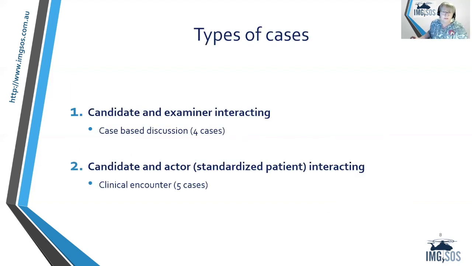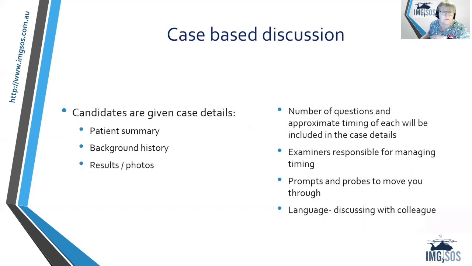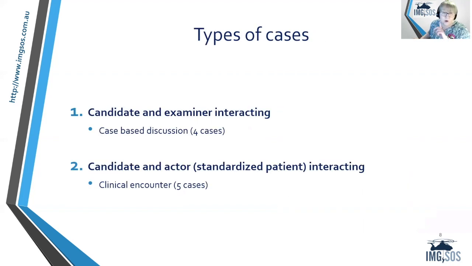Now, the types of cases, there are two kinds of cases. The candidate and examiner interacting, these are the case-based discussions, or the candidate and the actor interacting, which are the clinical encounters. Okay. In the first kind, there is just the two people online. In the second kind, where it's a clinical consultation, the examiner will be simply observing the interaction. Oh, I should go back and just one more point. There are 4 case-based discussions and there are 5 clinical encounters. So we know exactly what kind of cases there'll be.